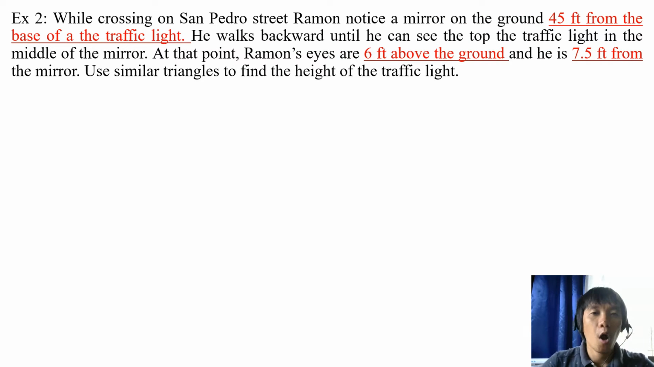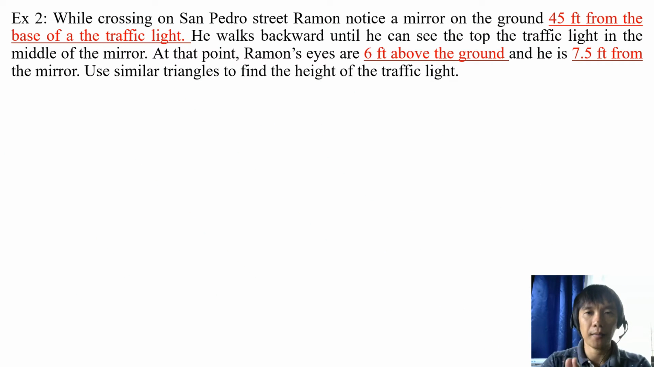Let us now have our second example. While crossing San Pedro Street, Ramon noticed a mirror on the ground, which is 45 feet from the base of the traffic light. He walks backward until he can see the top of the traffic light in the middle of the mirror. At that point, Ramon's eyes are 6 feet above the ground and he is 7.5 feet from the mirror. Now, use similar triangles to find the height of the traffic light.